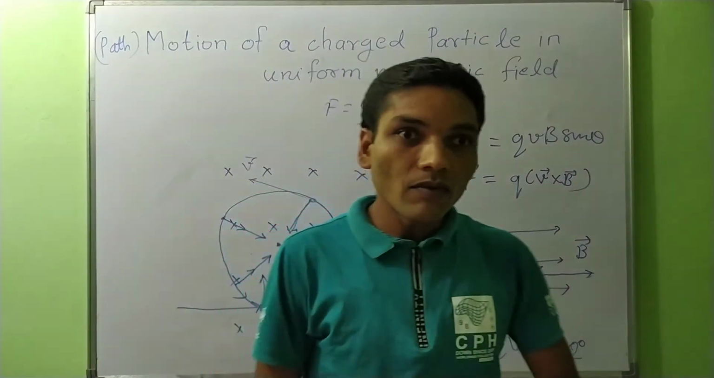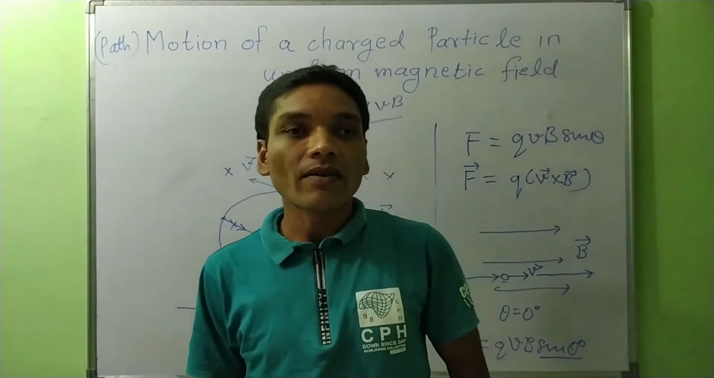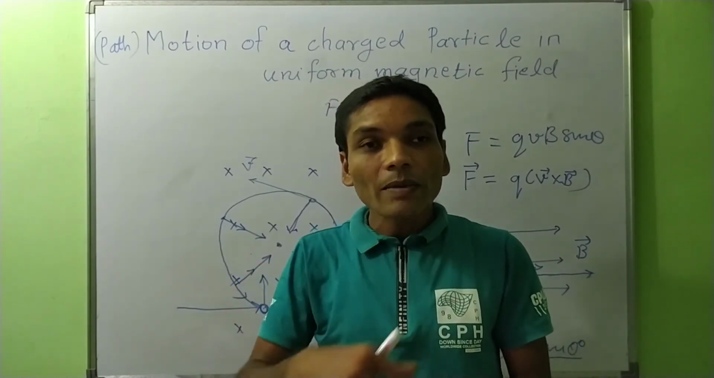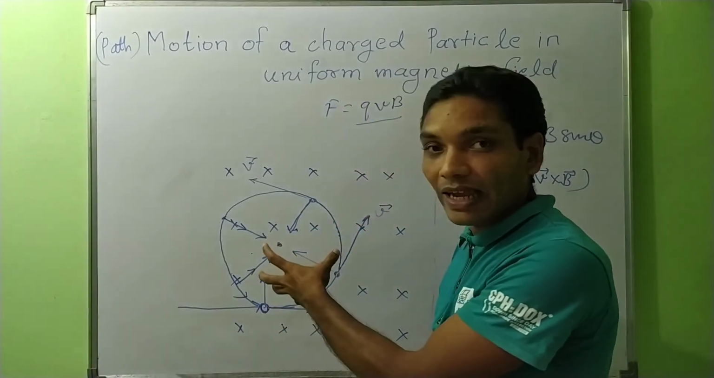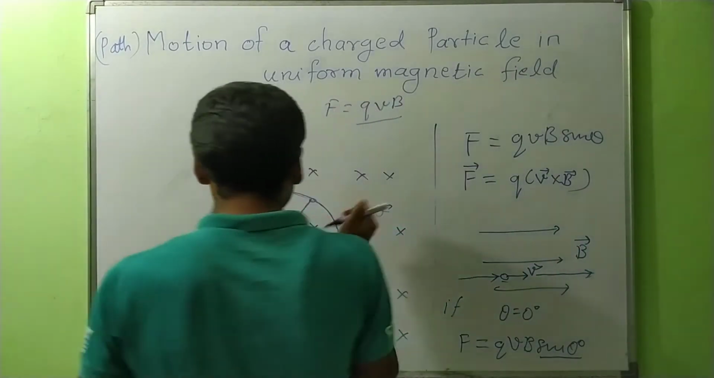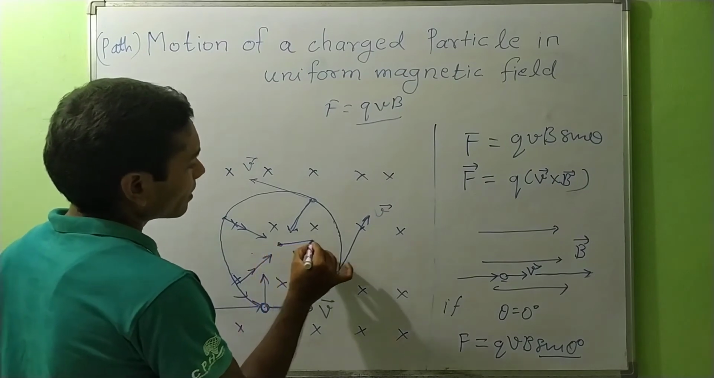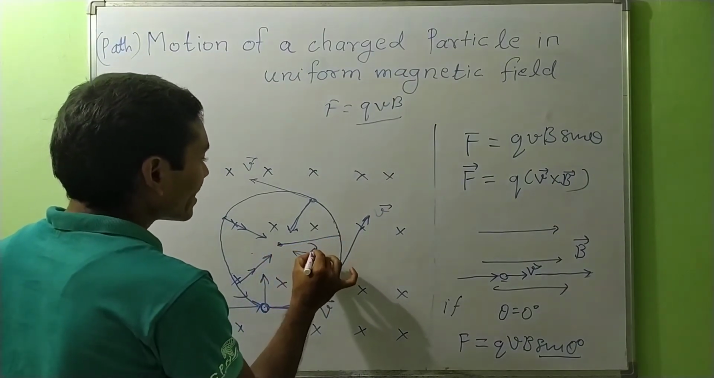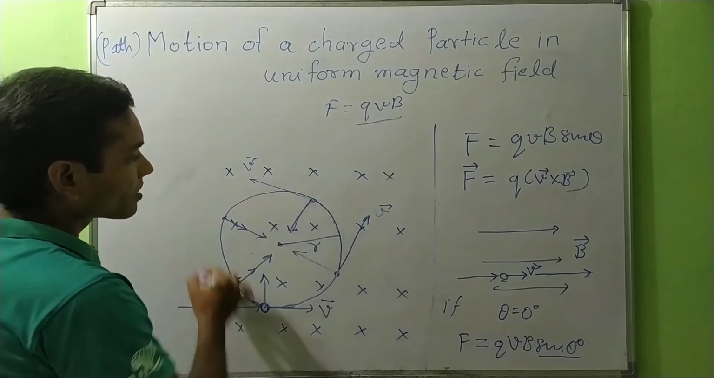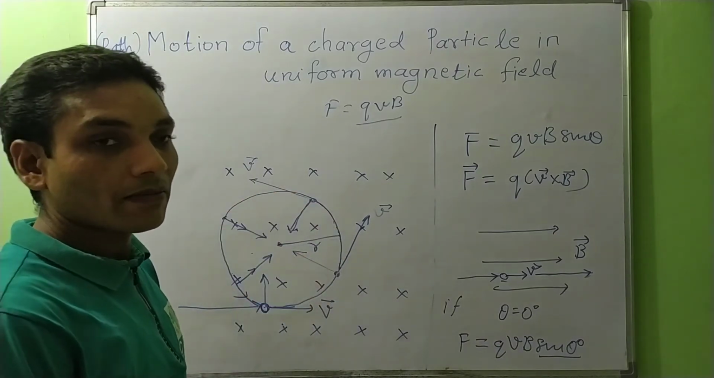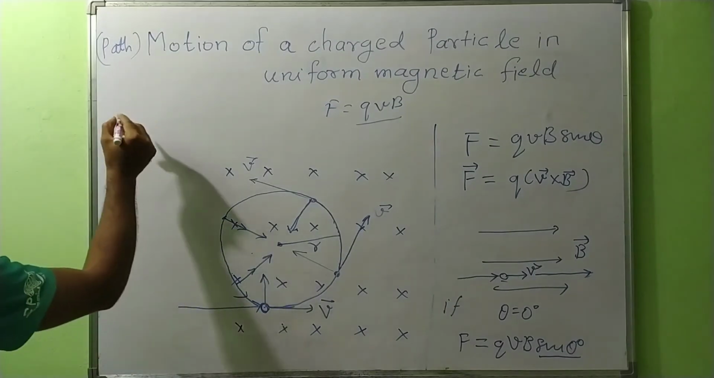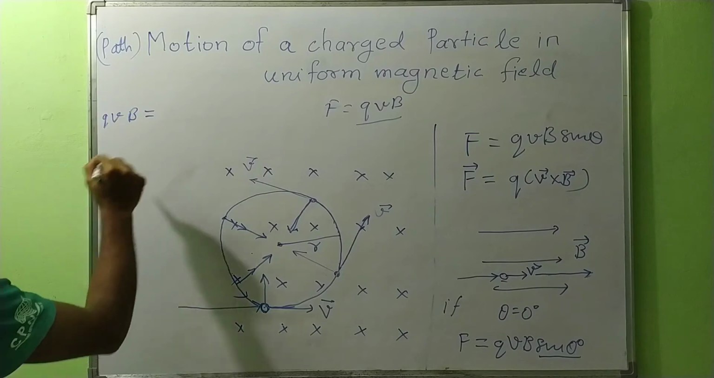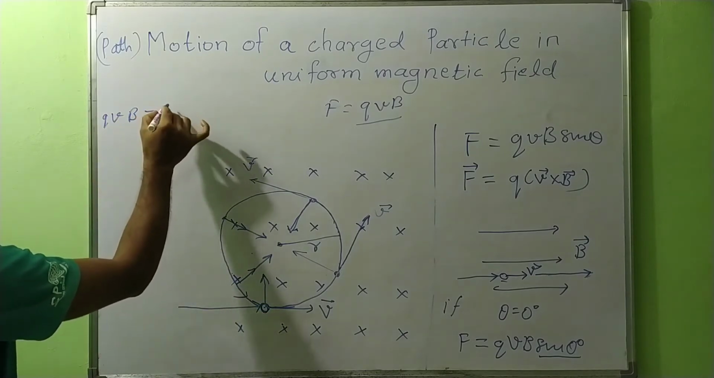So here we understood that the charged particle follows the circular path like that. And you know that this is the circular path, meaning the circular path will have a radius. Let the radius of this circular path be R. And we know that this magnetic force qvB provides the centripetal force.